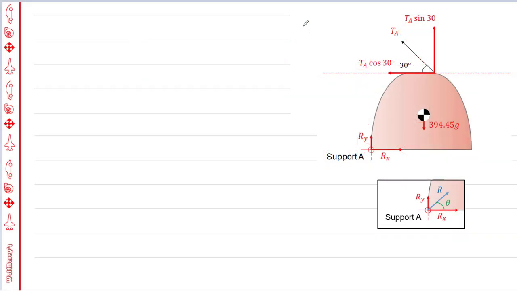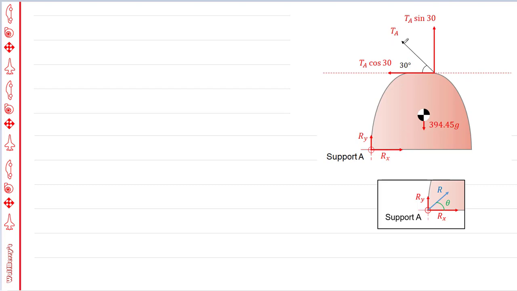So the final part of this problem is to see if the cable and the support can handle the load. The first thing we do is draw the location of our center of gravity, and that's simply where the weight acts. If you remember, this is the mg, the total mass times g, and this is the location of the center of gravity.